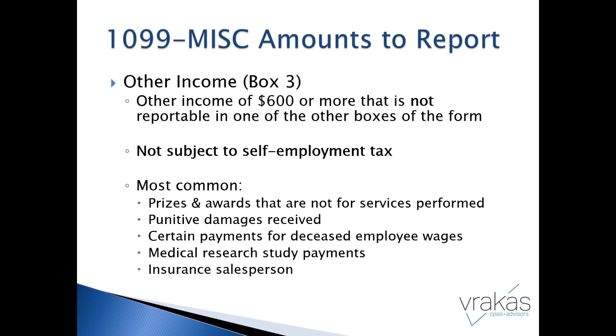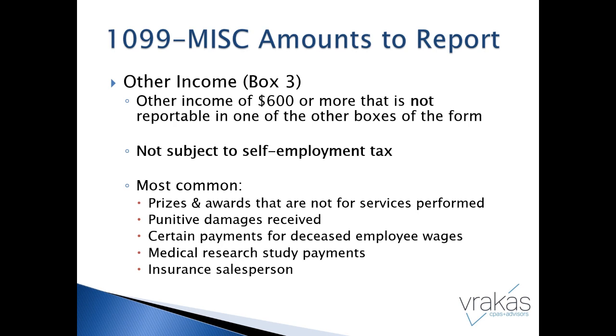But some of the common items that we have listed are prizes and awards, punitive damages received, certain payments for deceased employee wages, medical research study payments, and insurance salespeople. For an example of prizes and awards, this would be if you were given a prize, you won a lawnmower or something from your church. And it's not a raffle, because a raffle prize would go on a W-2G.